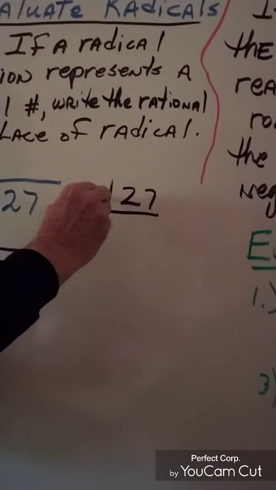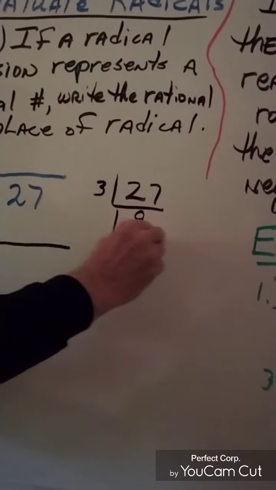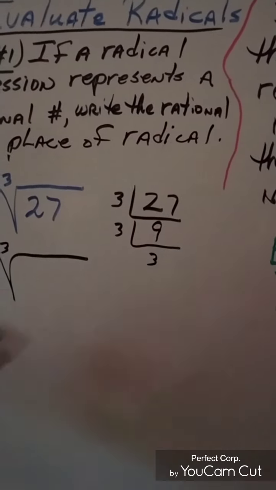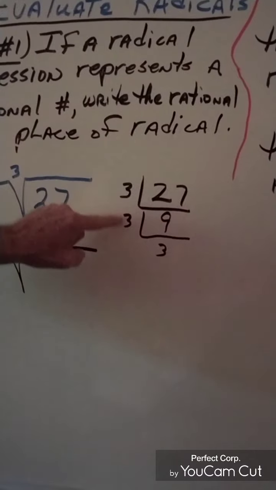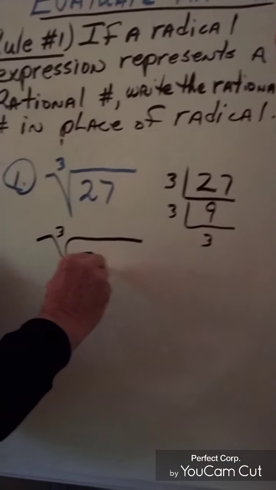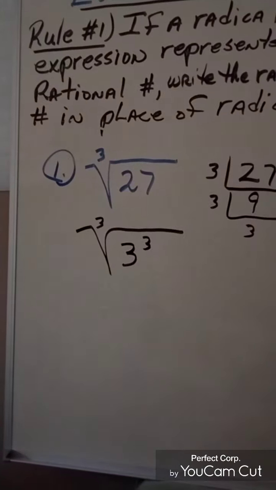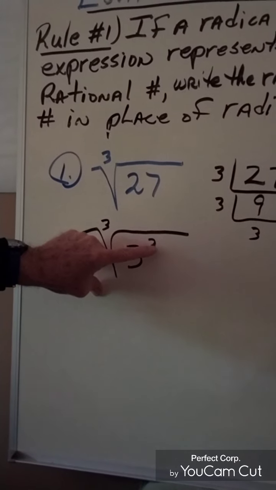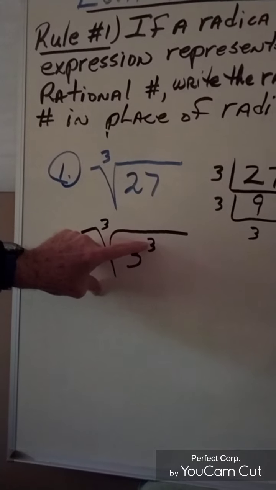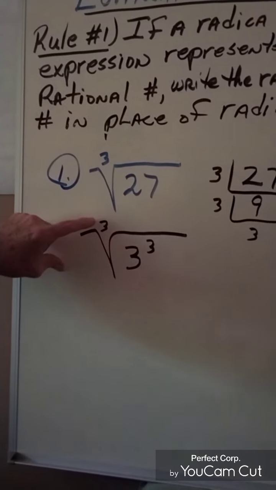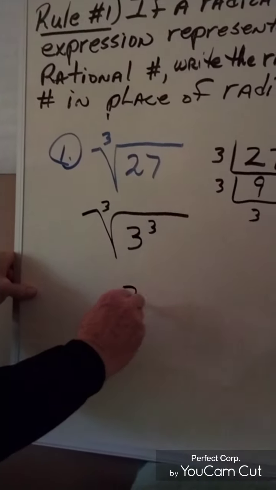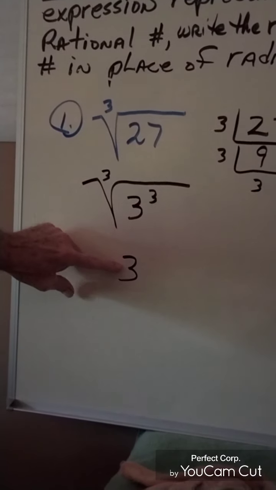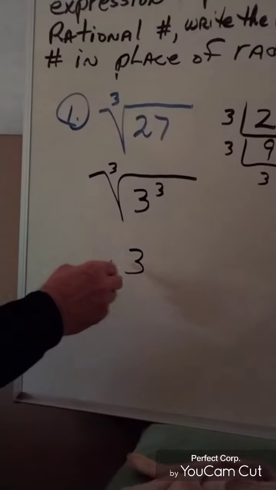We can do 3. It'll go 9 times. We can do a 3 again, and it'll go 3. We stop there because it's prime. 1, 2, 3. 3 to the third. This is a perfect third power or a perfect cube. The exponent is divisible by the index. Bring down the 3. Divide the exponent by the index. We'll get 3 to the first, or simply 3.